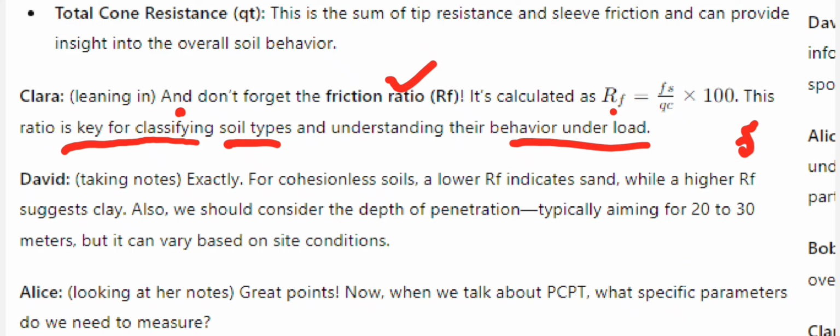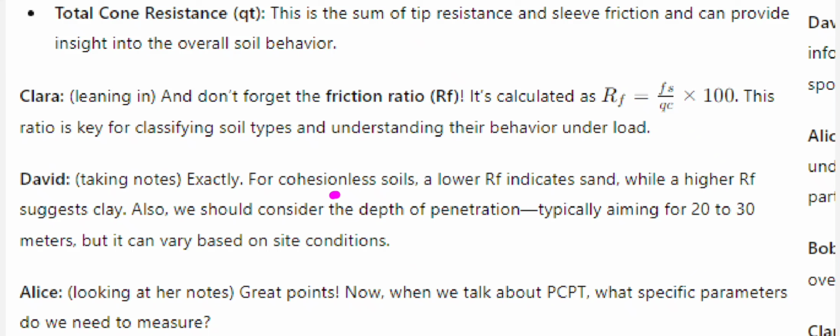If fs is more, the friction ratio will be more. That means it is a kind of clay, rather than a mainly friction-type soil. We can classify it, and for that this friction ratio is important. For cohesion-less soils, low Rf indicates sand, while high Rf indicates clay. High Rf means sleeve friction is higher compared to tip resistance. So a high friction ratio indicates clay, and a low friction ratio indicates sand.